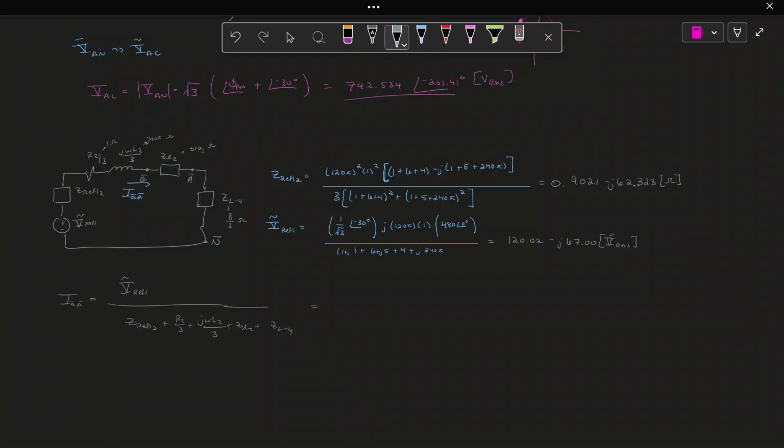So now what we need to do is V reflected, which is 120.02 minus j67.00. Remember, this is volts RMS. This is divided by the combined impedances. So the reflected 2.9021 plus 1 plus 5 plus 8 over 3.